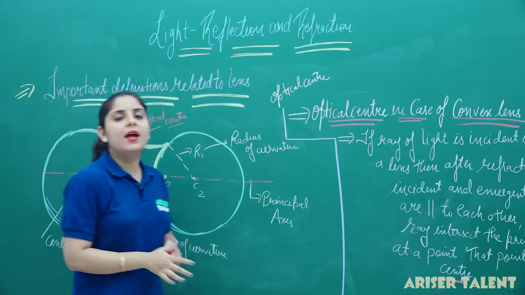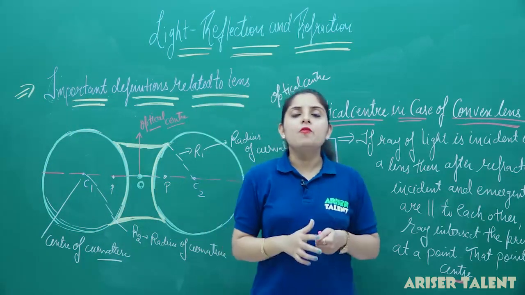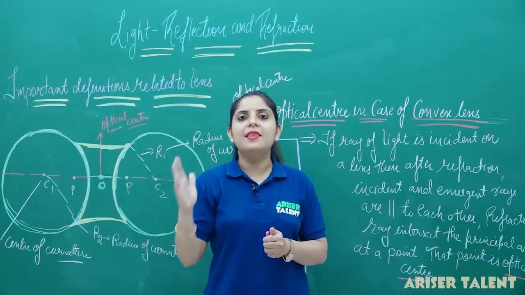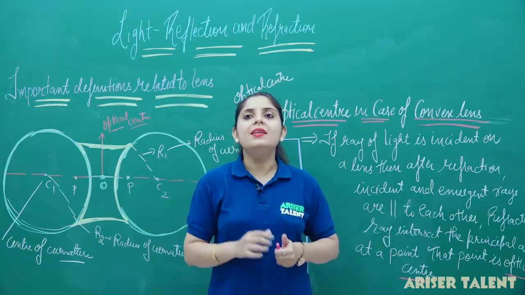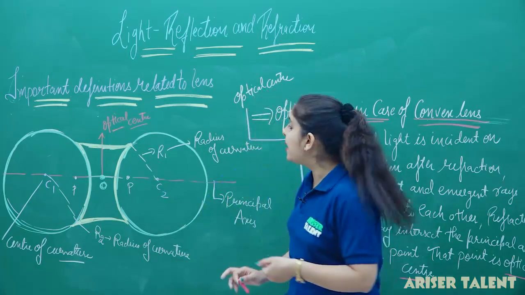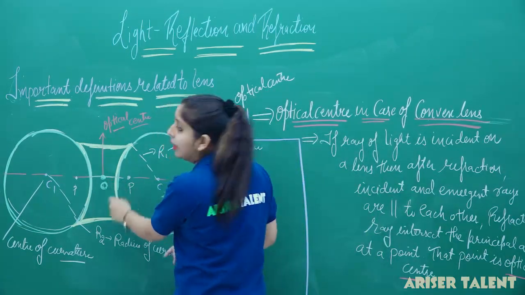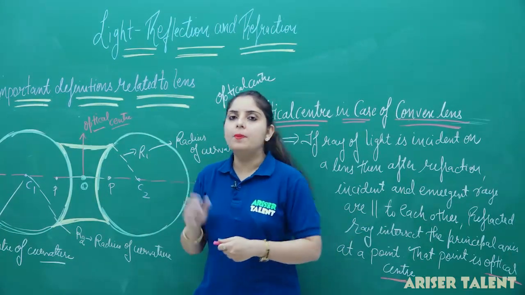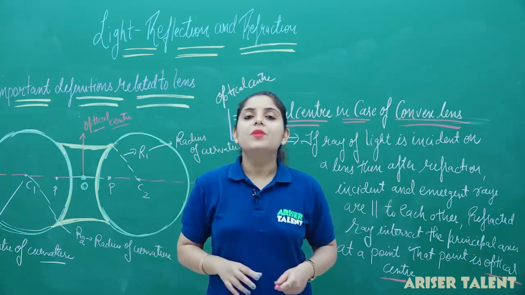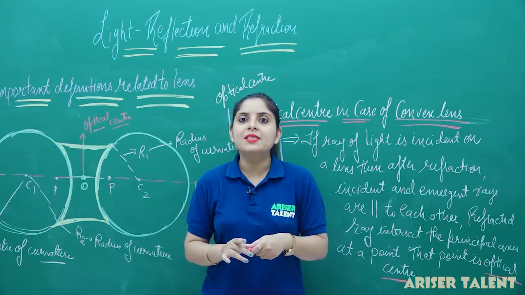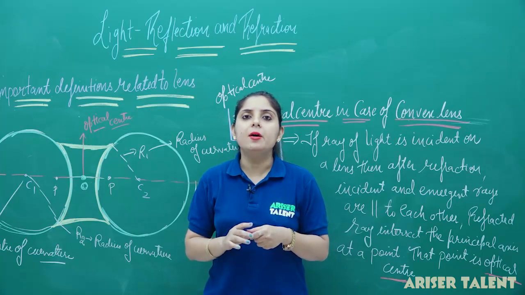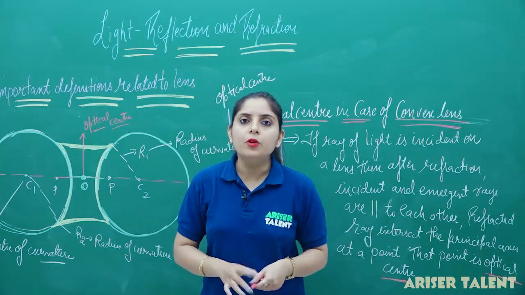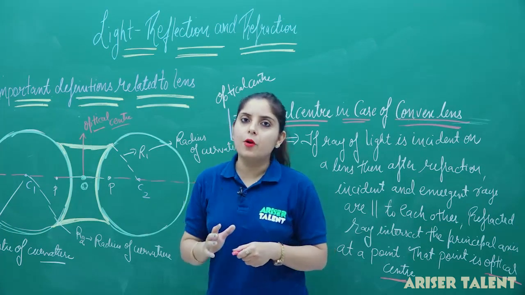A similar definition we can write: if a ray of light is incident on a lens, you can see that after refraction, the incident and the emergent rays are parallel, and the emergent ray is going to intersect the principal axis at a point, and that point will be the optical center. So, a similar definition will be applied for the optical center of the concave lens. So, among some important definitions, we have discussed a very important term, that is the optical center of the lens. Now, our second term is about the principal focus and the focal plane of the lens.